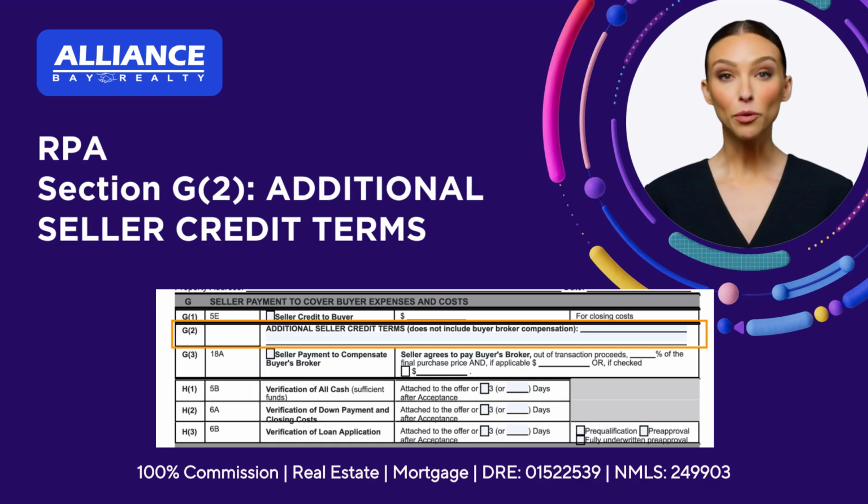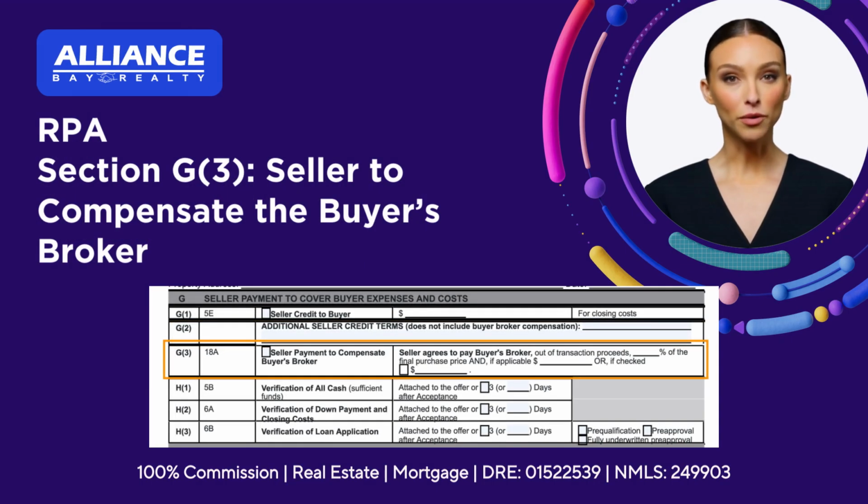Avoid putting buyer's broker compensation here. G2 specifically excludes it. Use G3 for that. Section 3G(3), Seller Payment to Compensate Buyer's Broker. What is it? If offered, the seller pays the buyer's broker from transaction proceeds at close. How to fill it out. 1. Check the box to make this part of the offer. 2. Choose the structure the form provides: A. % of final purchase price, e.g., 2%, and an optional additional flat amount, or B. Flat dollar box. Use that when you want a flat fee only, e.g., $9,500.